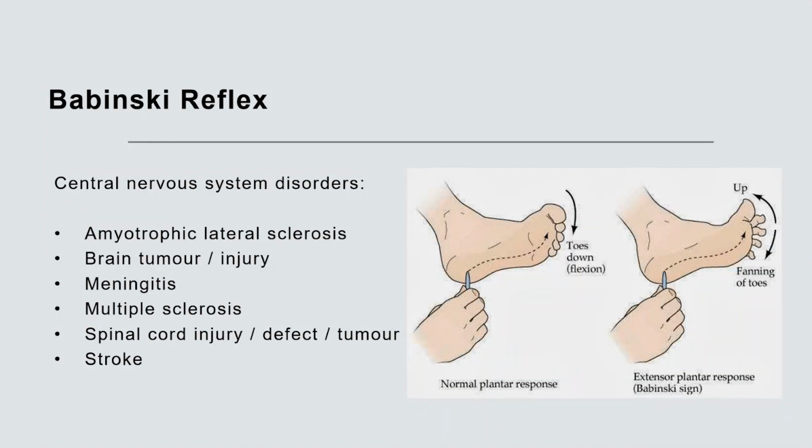I've listed a few potentials here that are important considerations. It could be amyotrophic lateral sclerosis, a brain tumor or injury, meningitis, multiple sclerosis, spinal cord injuries, defects and tumors, or after a stroke you might get an upward Babinski response.